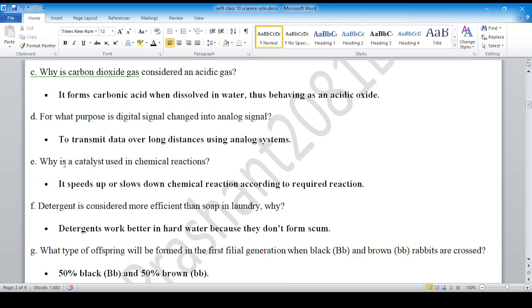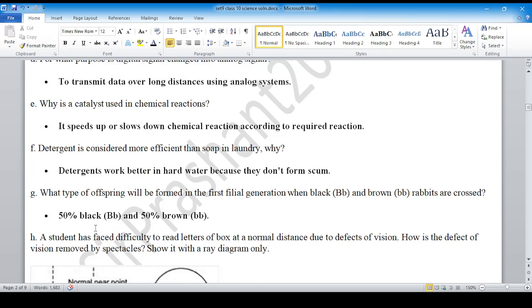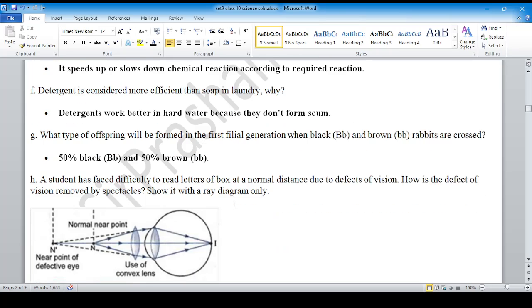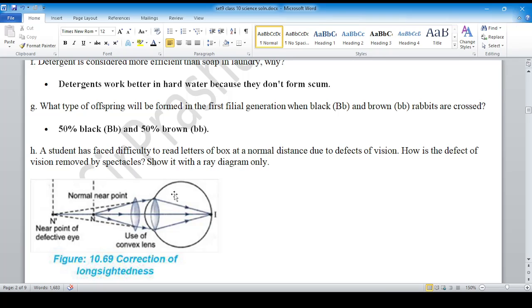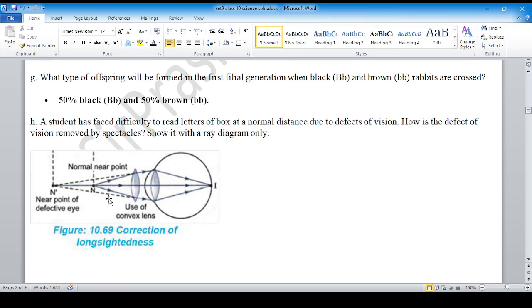For question number E: why is a catalyst used in chemical reactions? You can see the solution. Question number F: the detergent is considered more efficient than soap in laundry, why? You can get the solution here. For question number G, there is a 50% chance of black and 50% chance of brown. For the correction of long sightedness, you can see the arrangement of the figure here.